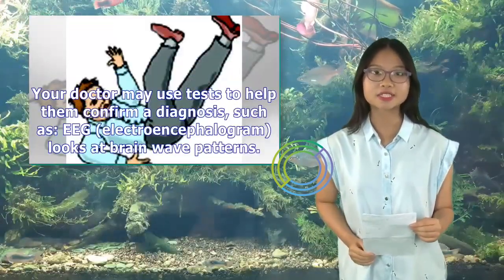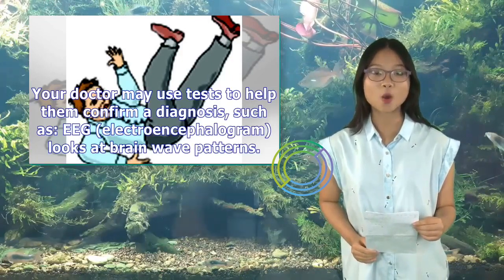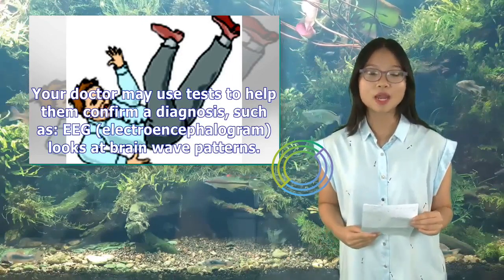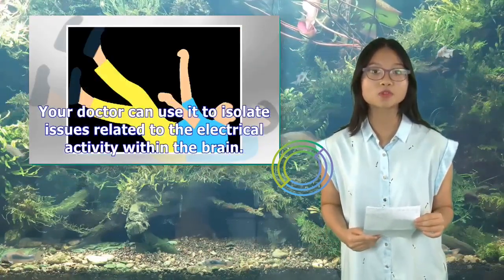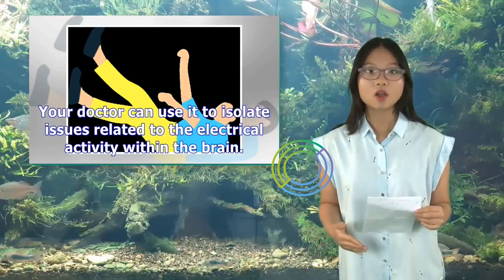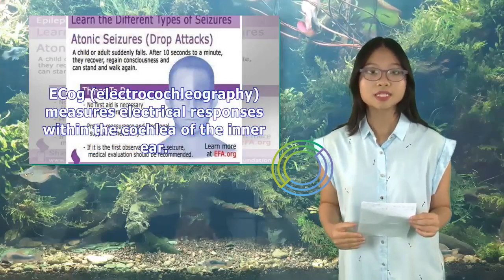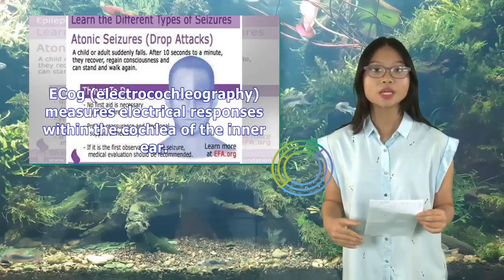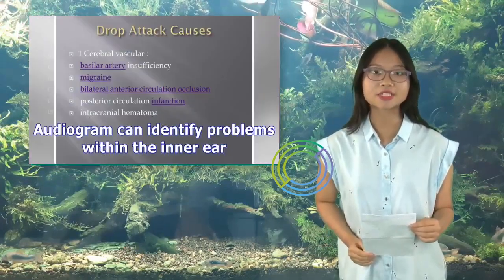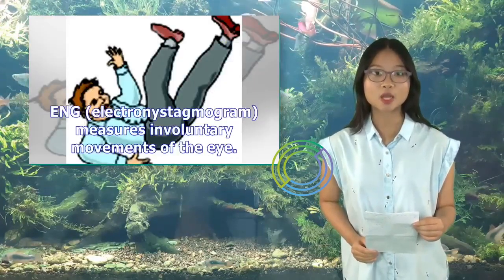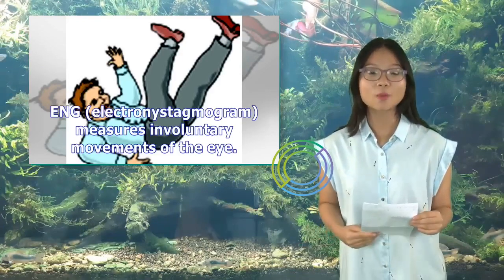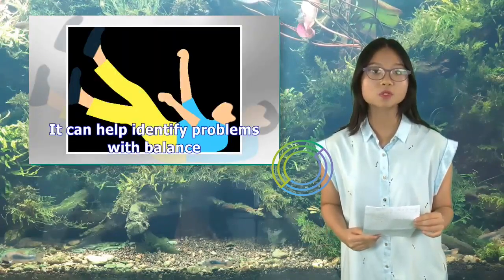Your doctor may use tests to help them confirm a diagnosis, such as EEG, electroencephalogram, which looks at brainwave patterns. Your doctor can use it to isolate issues related to the electrical activity within the brain. ECOG, electrocochleography, measures electrical responses within the cochlea of the inner ear. Audiogram can identify problems within the inner ear. ENG, electronystagmogram, measures involuntary movements of the eye. It can help identify problems with balance.